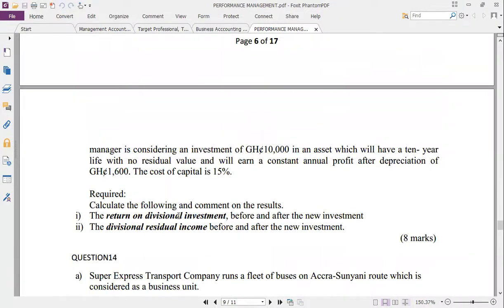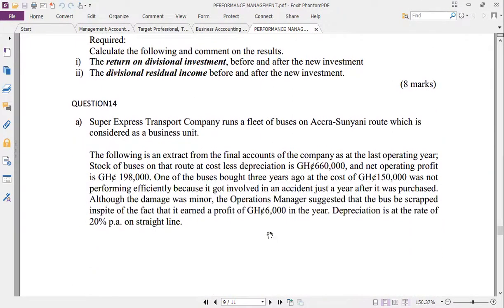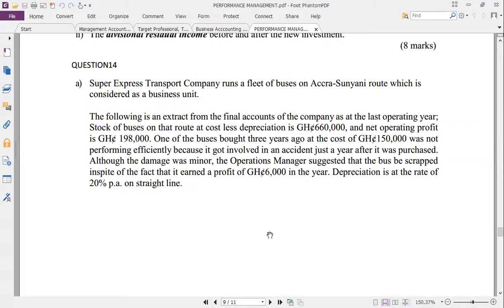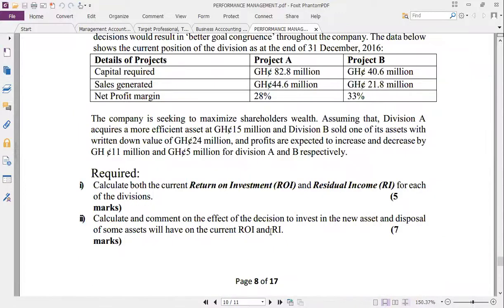The return on divisional investment before and after the new investment. Divisional residual income before and after. 8 marks. That was November 2018 or May 2018. It's quite recent. And it followed like that. Plenty like that. Everything was like that.